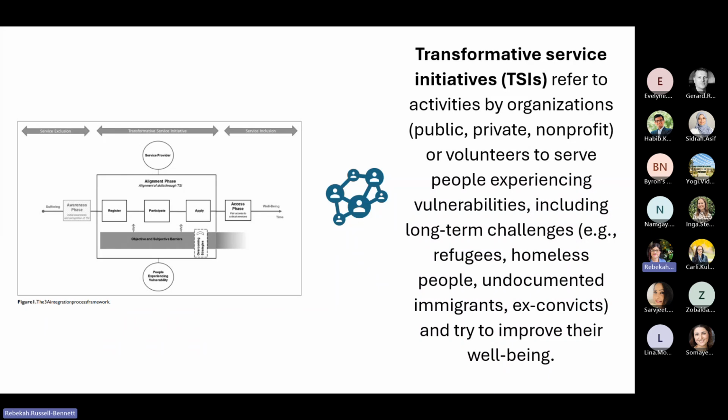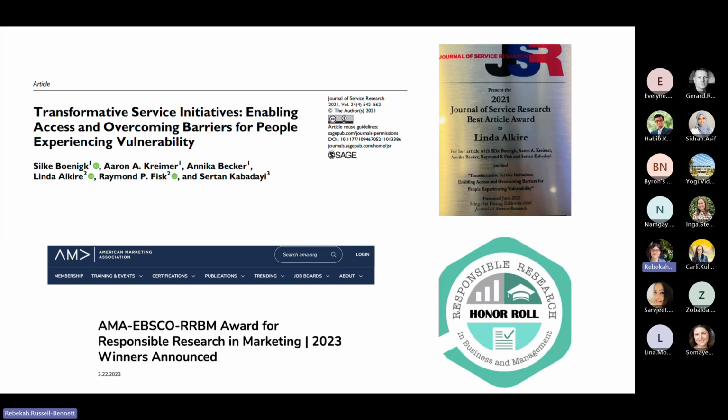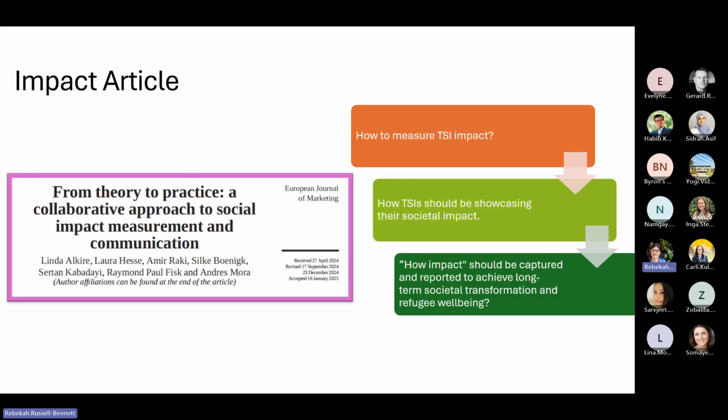We created a journey, and we wanted to look at what happens during the alignment phase, which is known as the transformative service initiatives. I know not many of you are service scholars, so I'm not going to bore you much with that. But as I said, the paper was very well received. It received tons of awards. It was a finalist for Best AMA paper. It was part of the Responsible Research Honor Roll. It received the Best Paper Award. So it really created a lot of impact, way more than we ever thought it would when we started this type of work.